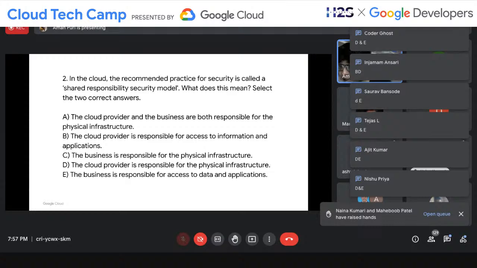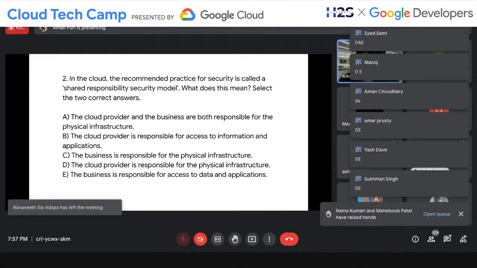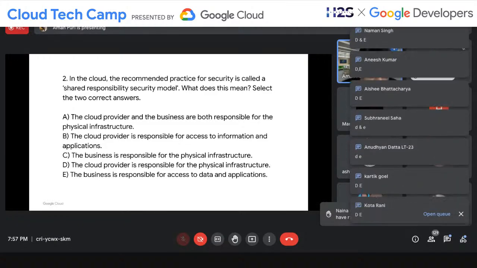Yep, I can see a lot of correct answers here. I think this was a no-brainer. The answer is D and E. The cloud provider will always be responsible for the physical hardware in the shared responsibility model. That was option D, precisely. And option E says that the business is responsible for the access to data and application.